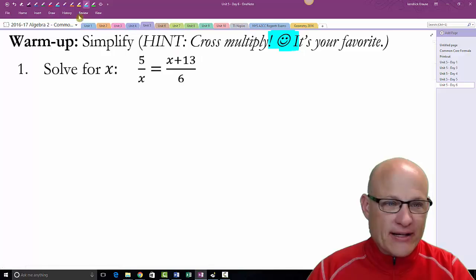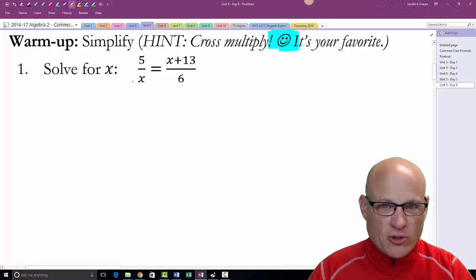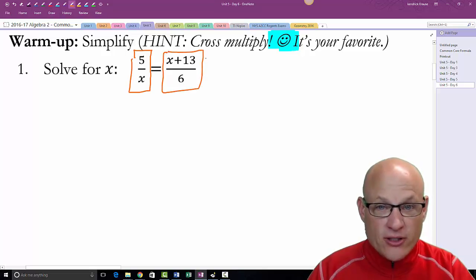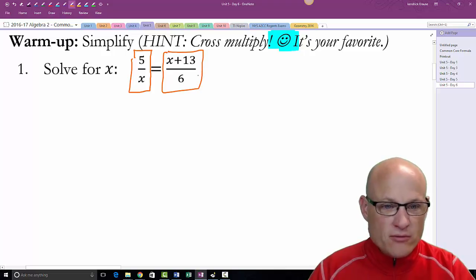Okay, so we're just going to solve these by cross multiplying, because it's our favorite thing to do. We see 2 fractions and we cross multiply. You can always cross multiply, but in these cases where you have one rational function equal to another rational function, you can simply cross multiply. So we'll do that.